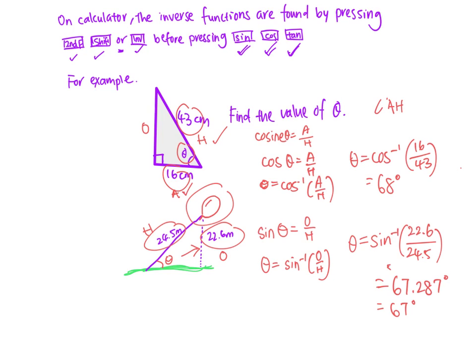Which trigonometric ratio inverse you're going to use all depends on which of the two lengths, either the hypotenuse, opposite, or adjacent, has been given to you. From there, all you need to do is put it in your calculator and then you get your angle.